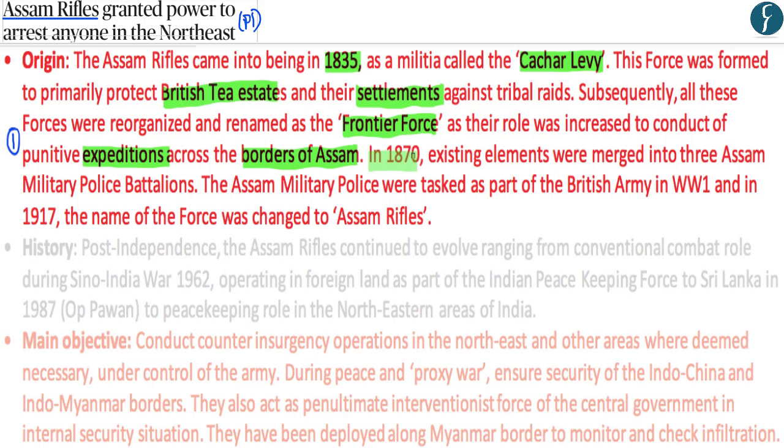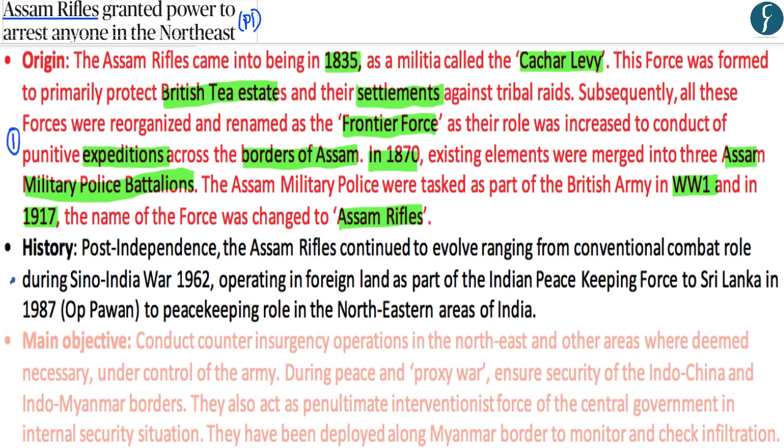However, again in 1870, the Frontier Force was changed into the Assam Military Police Battalions. During World War I, this Assam Military Police Battalion was tasked by the British government in the Middle East and in Europe. After World War I, in 1917, the Assam Military Police Battalion was changed to Assam Rifles. And therefore, the origin of Assam Rifles belongs to the period of British India.